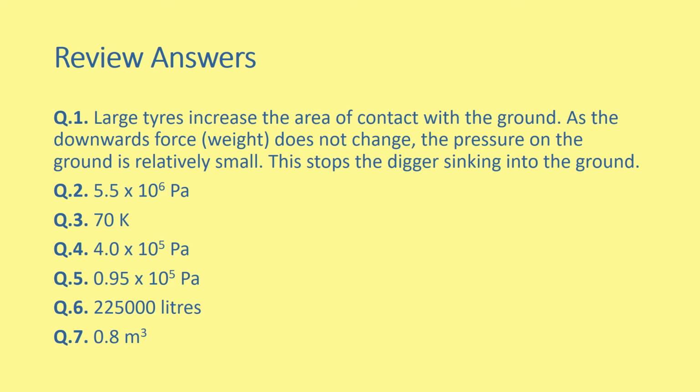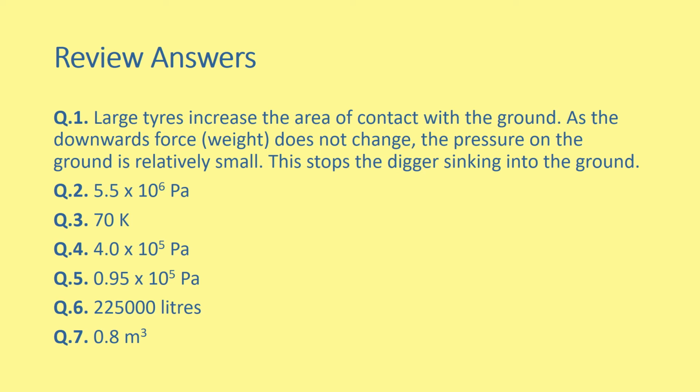For question 3, the Kelvin temperature starts at 263 and the Kelvin temperature ends at 333. This means the temperature difference is 70 kelvins. When you're doing question 4, you should be using Boyle's law. P1V1 equals P2V2. If you do your substitutions correctly, you should get 4.0 times 10 to the 5 pascals.